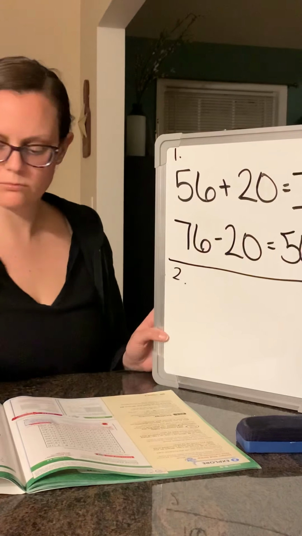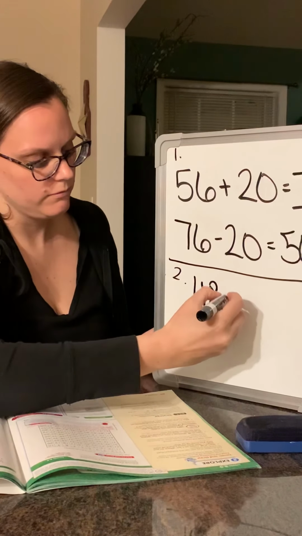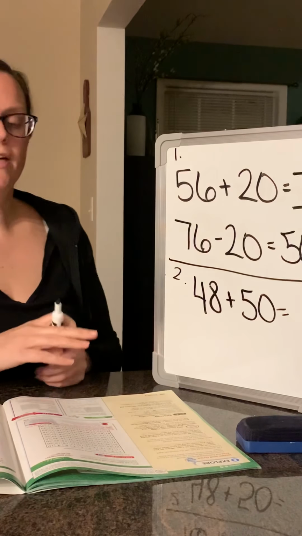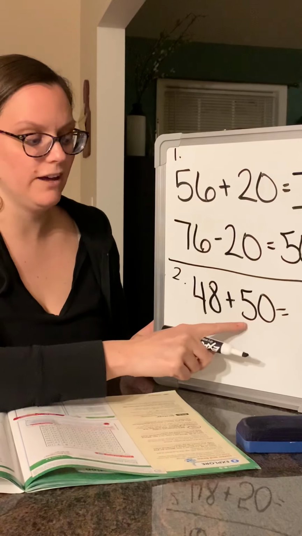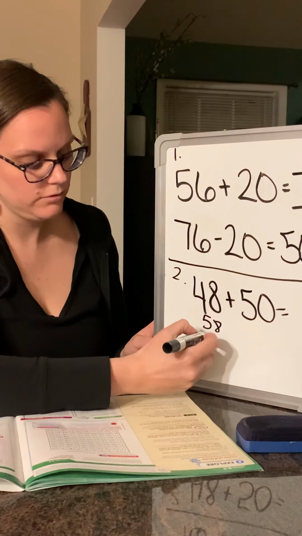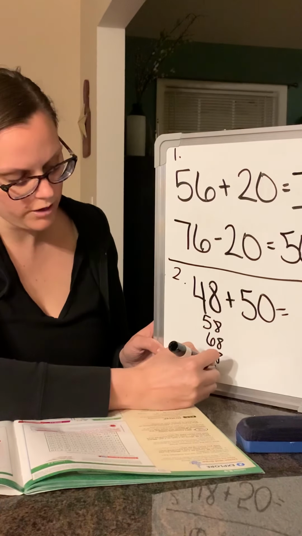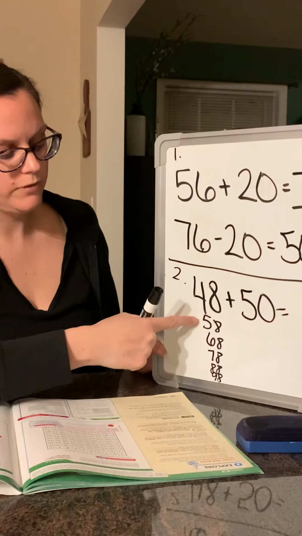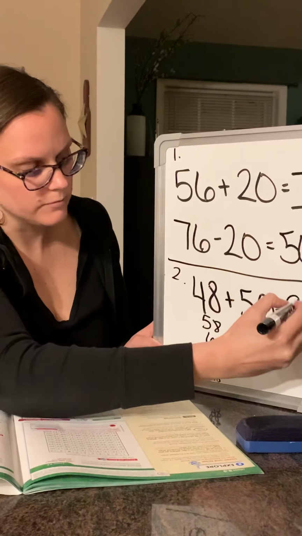Let's do number 2 on page 486. So now they want me to start at 48, and they want us to add 50, or 5 10s. So think about that with your 100 chart. 48, I'm going to move down 5 spaces, or 5 10s. So 1, 58, 2, 68, 3, 78, 4, 88, 5, 98. So there you go. You move down 1, 2, 3, 4, 5 10s, which is 50. And that gives me 98.